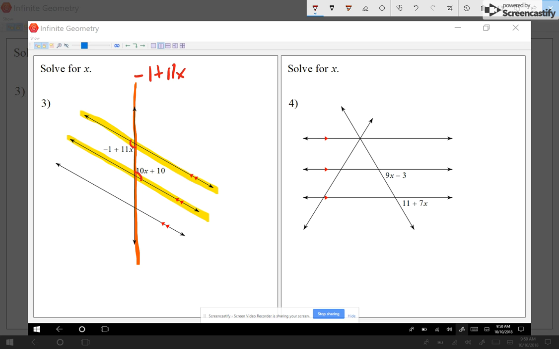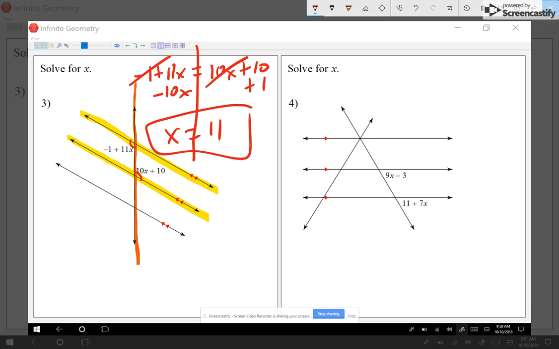-1 plus 11x equals 10x plus 10. Separate them to the equal sign. x is on both sides, so let me move the 10x over. Let me move the -1 over. Obviously, switch the signs on each. So 1x is equal to 11. There you go, I already solved for x.